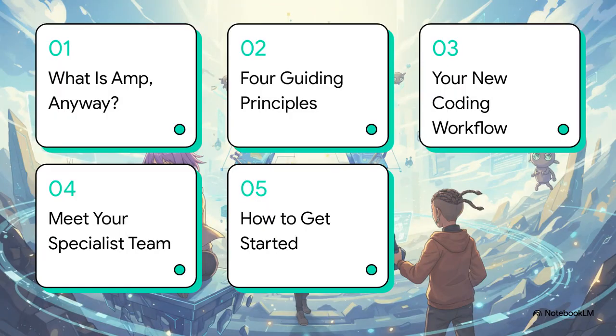Okay, so here's the game plan for this explainer. First, we'll figure out what AMP is. Then we'll look at the 4 big ideas that drive it. After that, we'll see what your day-to-day coding could look like with it. We'll even meet its team of specialist agents. And finally, of course, how you can get it for yourself.